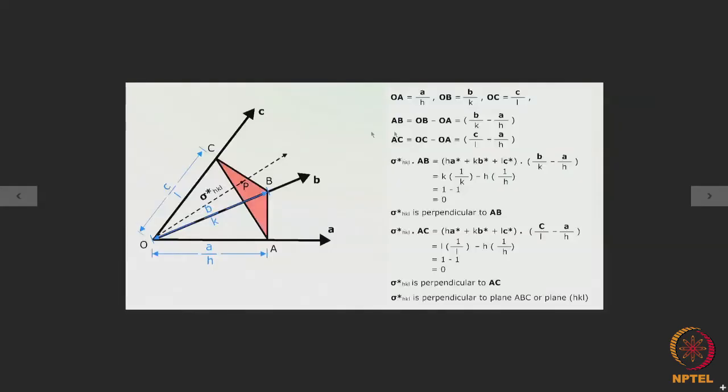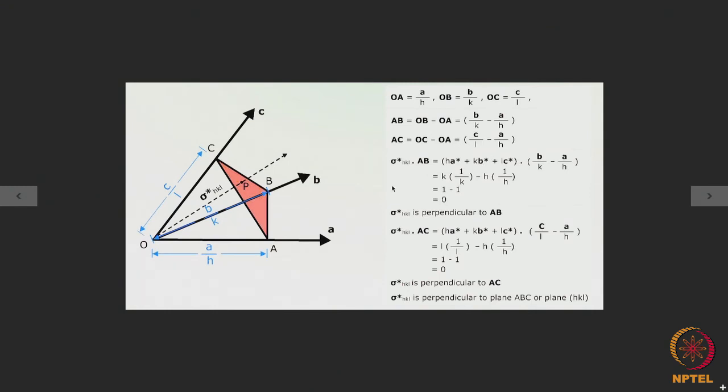Now, since OA is equal to a by h, OB is b by k, and OC is c by l. So, in vectorial notation we can write OA vector is equal to a by h, a being a vector; OB vector is equal to b by k, b being a vector; OC is equal to c by l, c being a vector. So, AB vector is equal to OB minus OA, so it will be equal to b by k minus a by h, and AC will be equal to OC minus OA, equal to c by l minus a by h.